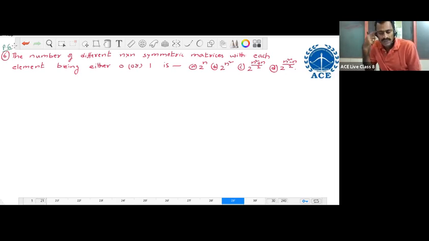Because of nth order, we cannot easily write the nth order symmetric matrix using the two elements. That is not easy. So here we try to choose the answer by verification, because the order is general and the options are also given with n. To choose the answer by verification, let us consider particular order matrices only. Let us verify this.